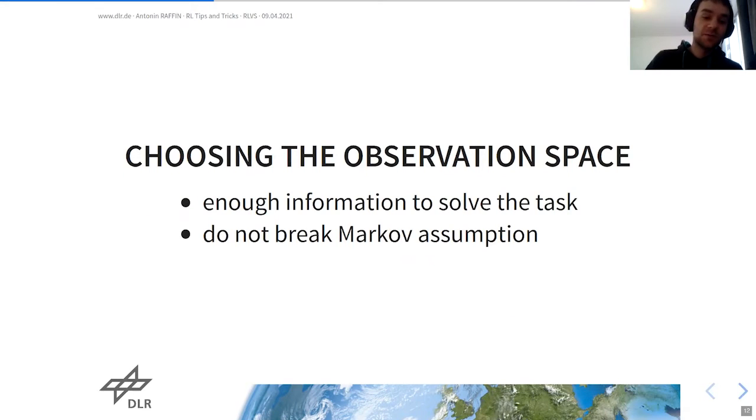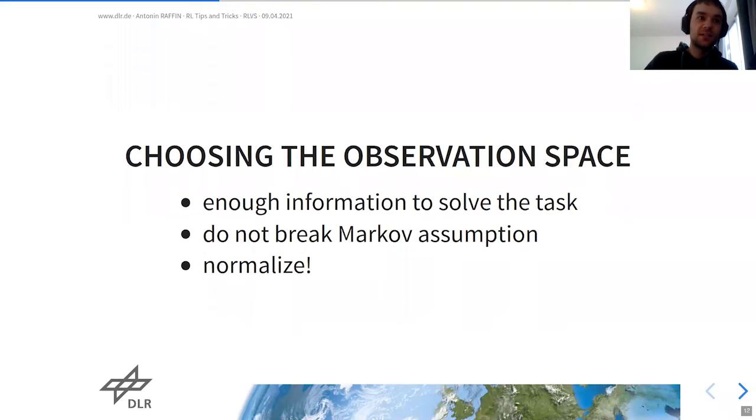And of course, because we are in machine learning, don't forget to normalize your observation space. So if you know in advance the boundaries of it, you can do it. If you don't know in advance, you can use a running average to normalize this observation. And again, this is included in Stable-Baselines3. And this normalization is especially important for on-policy algorithms like PPO or A2C. So this was about choosing the observation space.